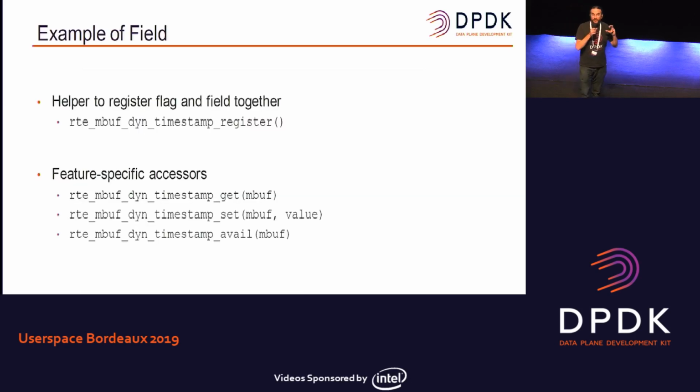On top of this base API, we can add helpers. For instance, for the timestamp, we will need to register a flag and a field. So we'll introduce a function to register both at the same time, and accessors, which will be used in the data plane to set the timestamp, and to check the flag if the timestamp is present or not in the mbuf. And one is missing about deleting the timestamp also.